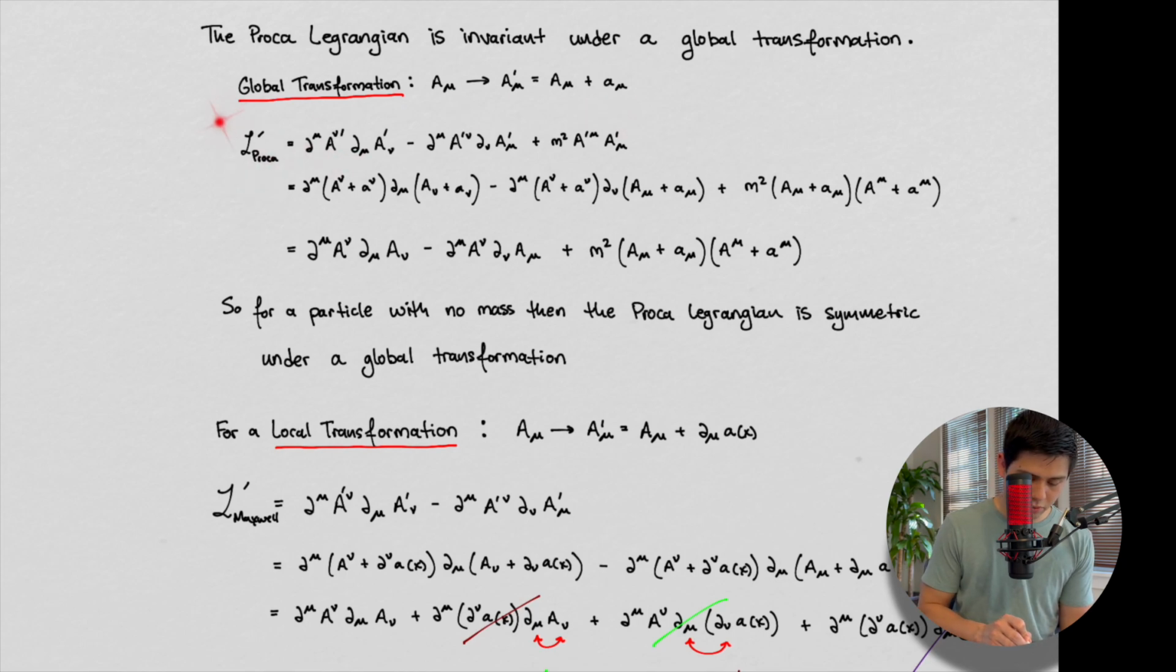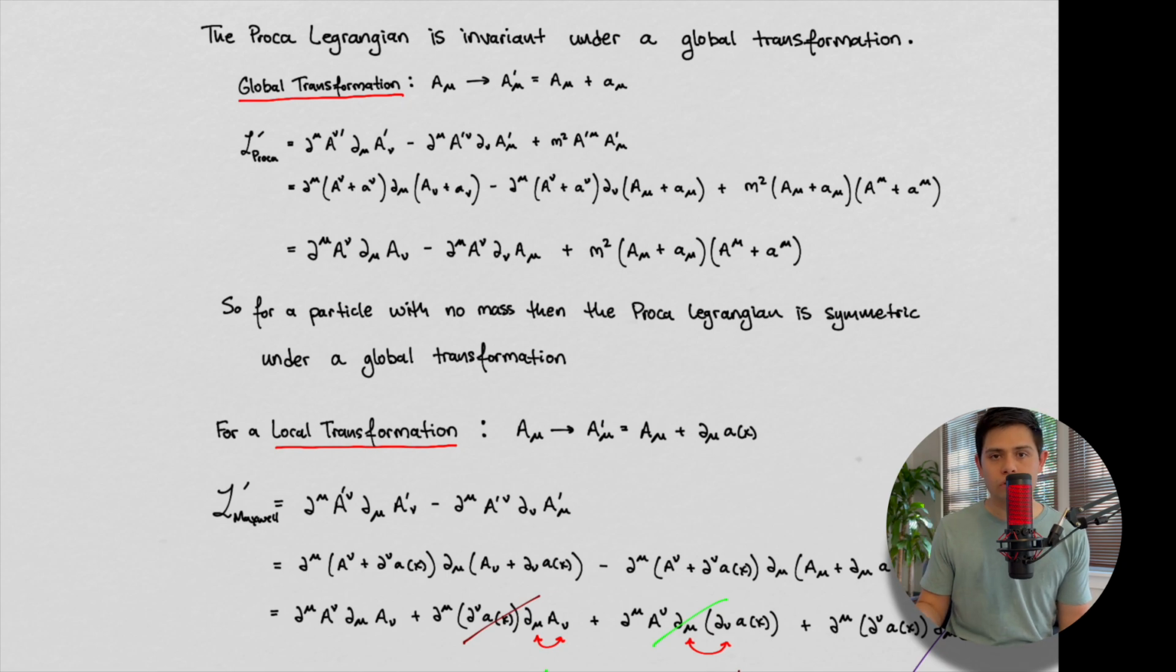However, let's take a look at what this global transformation looks like for the Proca Lagrangian. So this is what the Proca Lagrangian looks like. Okay, and we expand everything out, and because A is a constant, that means that we get these two guys back, but then we get this guy. Now we can essentially ignore this if we say m is equal to 0, right?